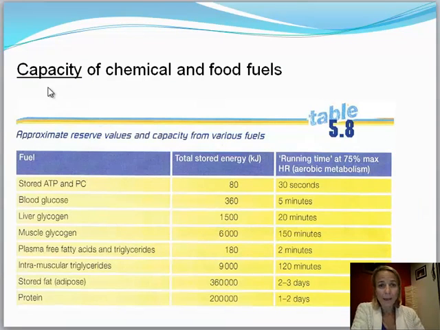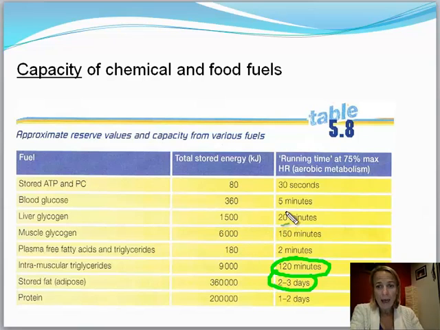This table looks at the capacity of both the chemical and food fuels, and in this video we're looking mainly at glycogen or carbohydrates, proteins and fats. And as you can see, we've got loads of energy that we can get from fat, whereas our muscle and our liver glycogen, see, we only have a couple of hours' worth there. But please bear in mind, that's contrary to what I said earlier, it only lasts about an hour.